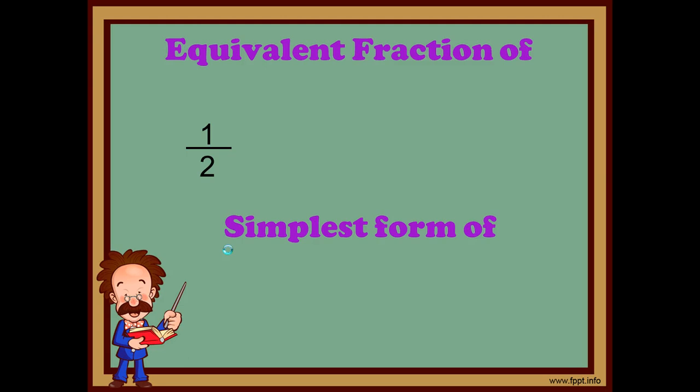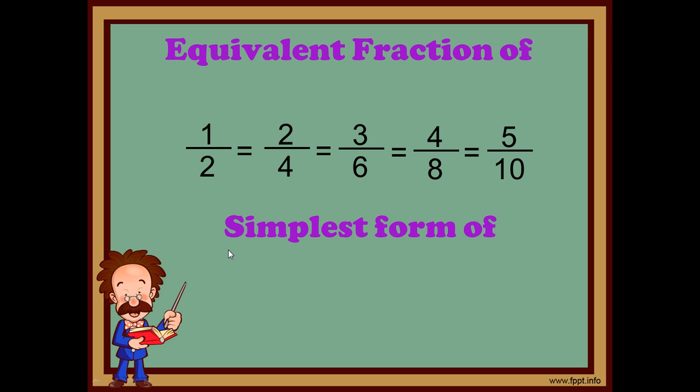We have learnt about equivalent fractions. We know that the equivalent fractions of half are 2/4, 3/6, 4/8, and 5/10. In its simplest form, the simplest form of 2/4 is half. The simplest form of 3/6 is half. The simplest form of 4/8 is half. And the simplest form of 5/10 is half.